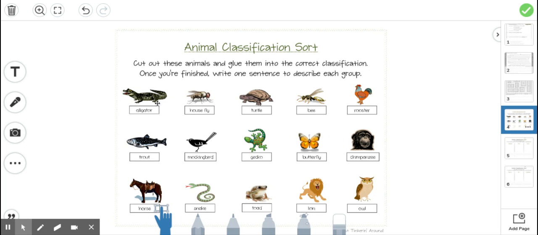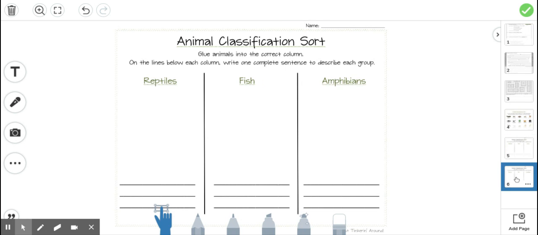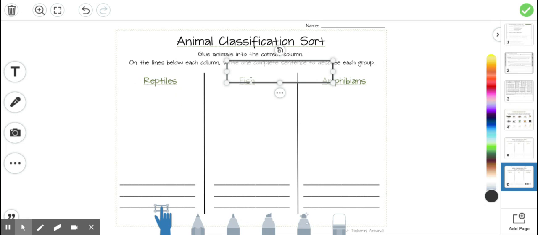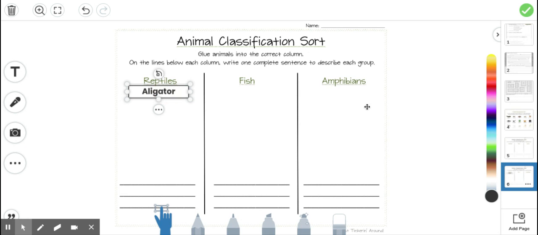So for example, the first one is alligator. An alligator is not a mammal. An alligator is not a bird. An alligator is not an insect. So then we come down to the last page. It is a reptile. So if I want to, I can come over here. I can write alligator. I can put that text box right over here and shrink it down. Alligator. Hooray, I put it in the right spot. Not quite as cool as the cut and paste, but gets the job done.